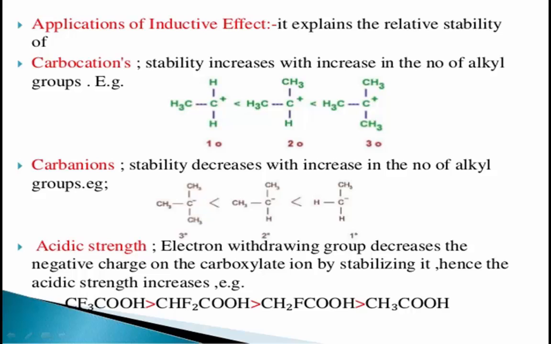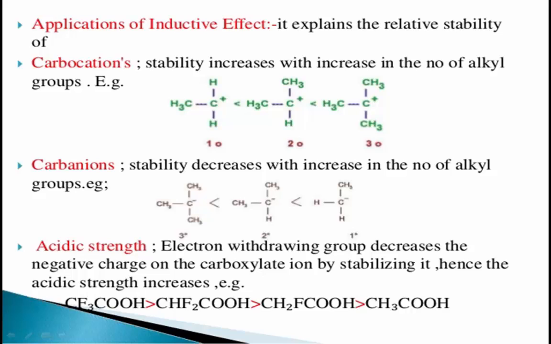Now some applications of this inductive effect. Students, remember this inductive effect, it explains the relative stability of carbocations. Means stability increases with increase in the number of alkyl groups. I think you know about primary carbocations, secondary as well as tertiary carbocations.